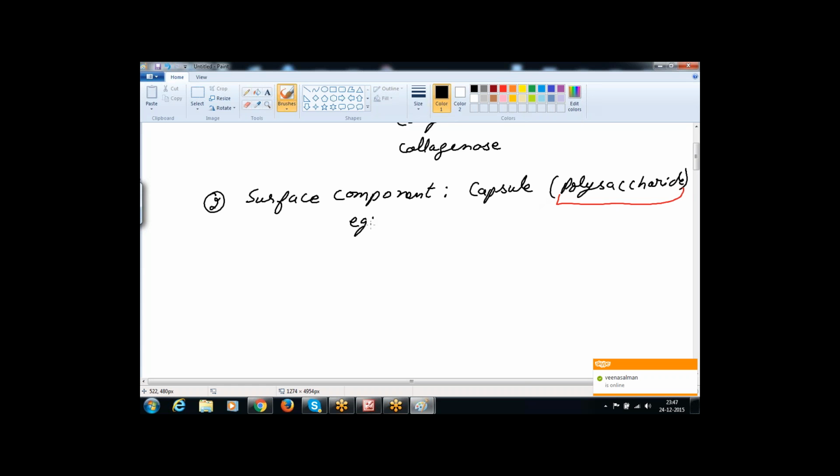Bacteria have a polysaccharide capsule. An example of bacteria which has it is Streptococcus pneumoniae. This example is also an exam question. They ask you which of these bacteria have got a capsule. Remember, Streptococcus pneumoniae is an example of bacteria which has a capsule.